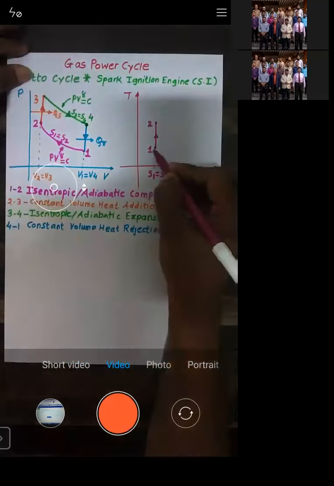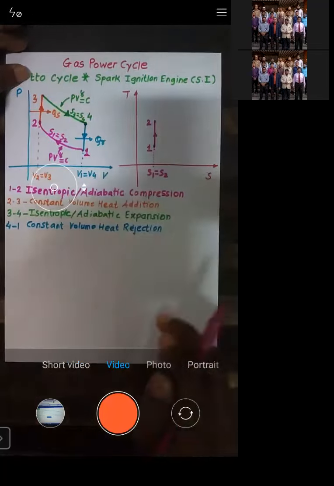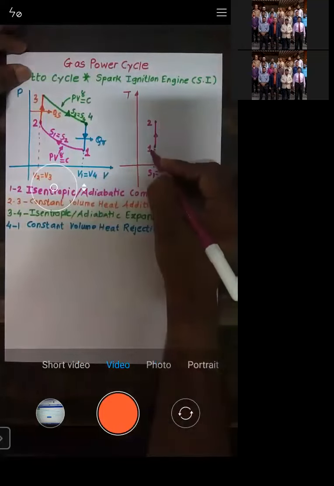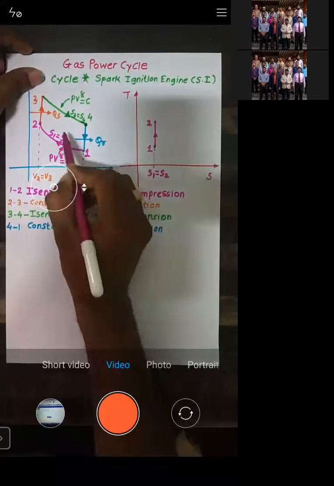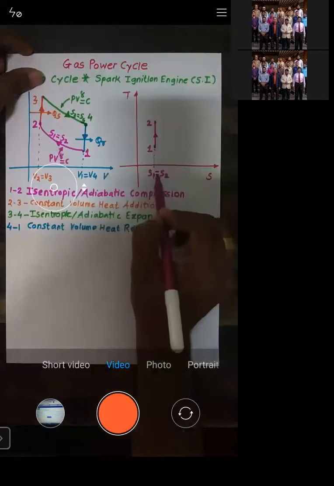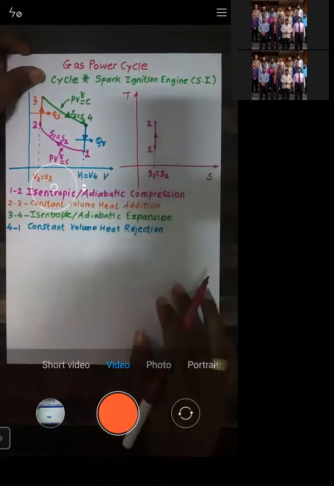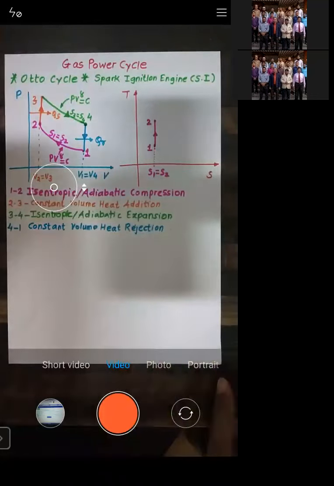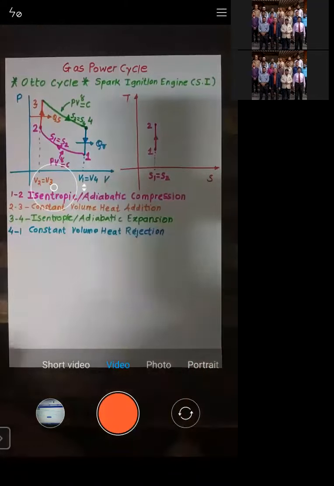So during 1 to 2 entropy is constant, that is S1 is equal to S2. But as we are compressing it, its temperature will increase. So this isentropic compression, that is S1 is equal to S2, is conducted, but during it temperature will increase from 1 to 2. Is that okay? Say yes or no. Just let me know.